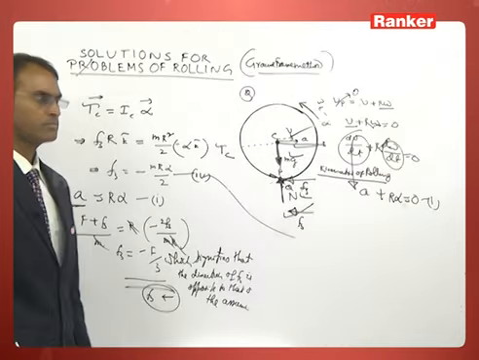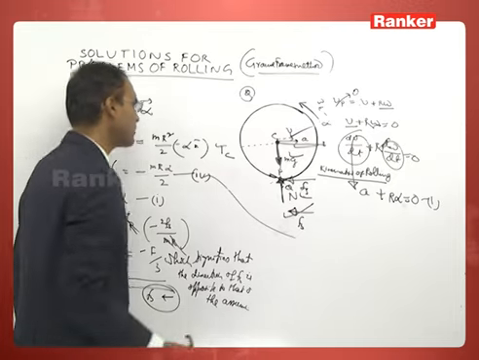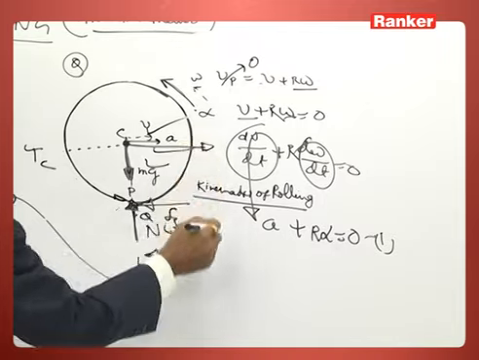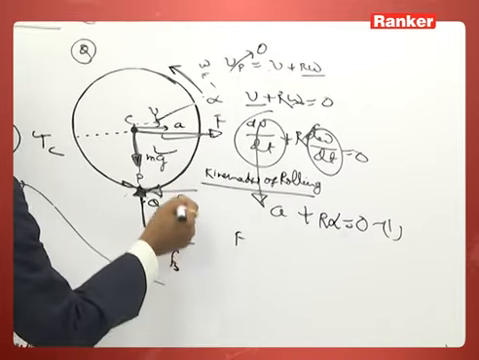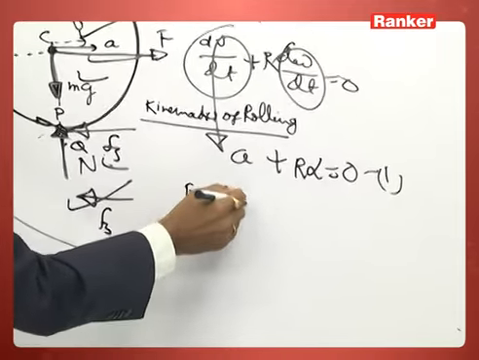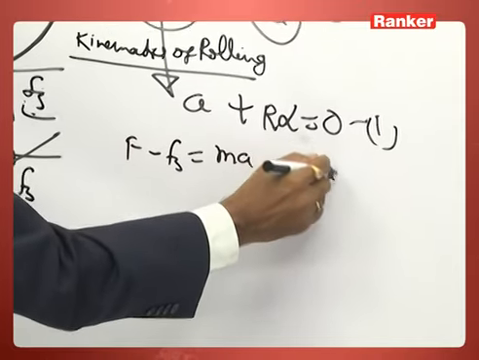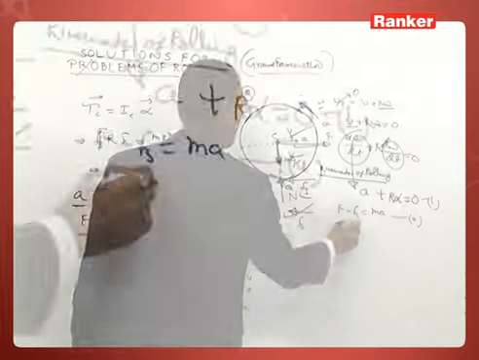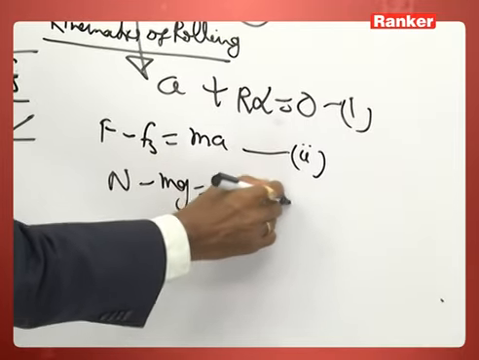Next, the force equation. The net force along the x direction, that is F minus Fs, is equal to m into A. There is no change at all. Along the y direction, N minus mg is equal to 0, no change at all.